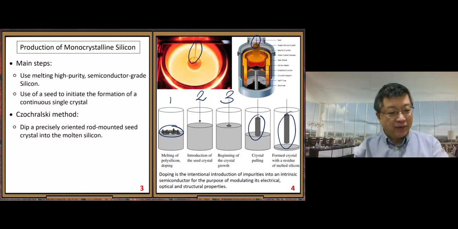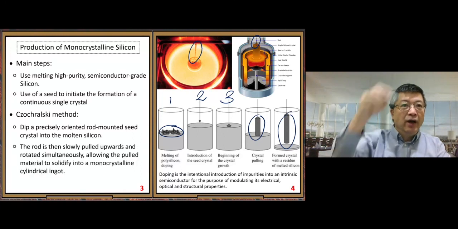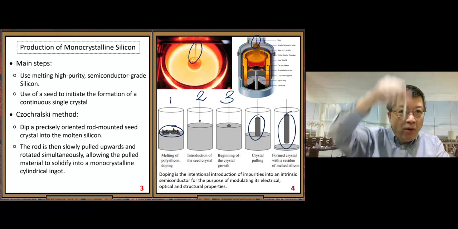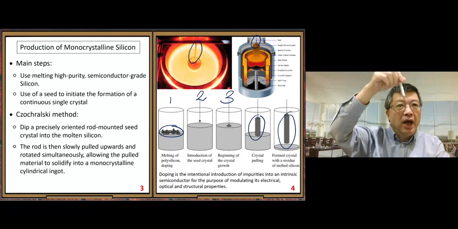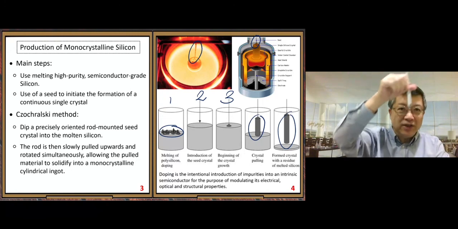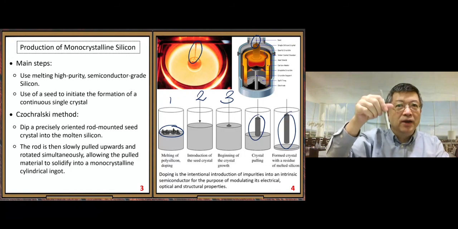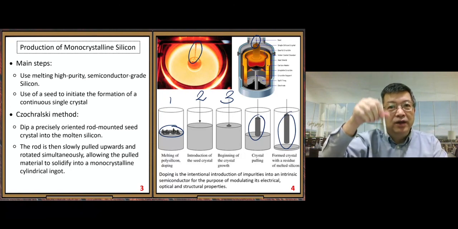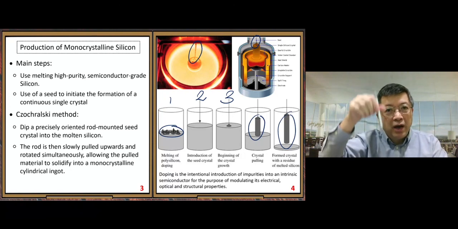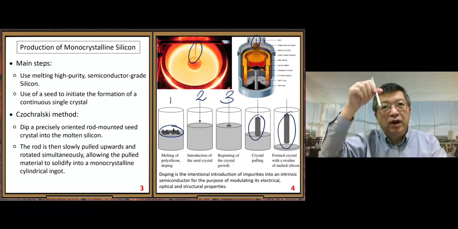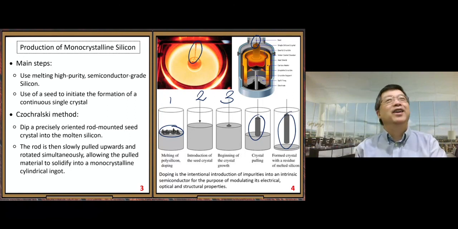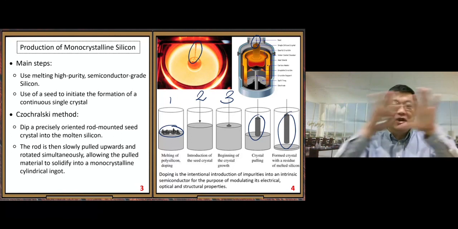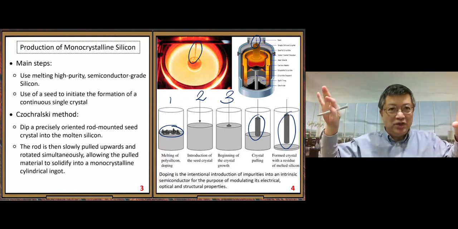The last step. So let's see. The rod is then slowly pulled upwards and rotated simultaneously, allowing the pulled material to solidify into a monocrystalline cylindrical ingot. So that's the description of that whole procedure.